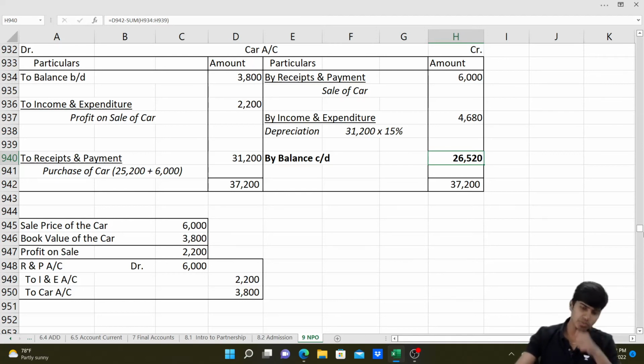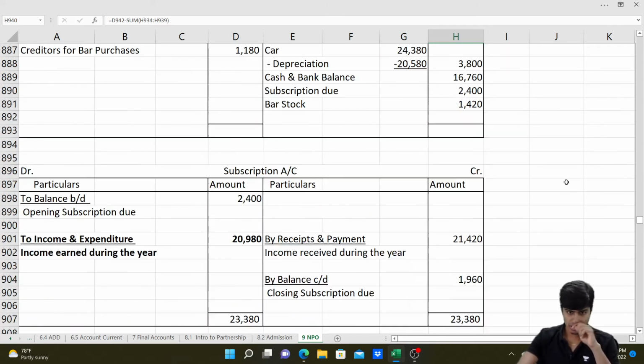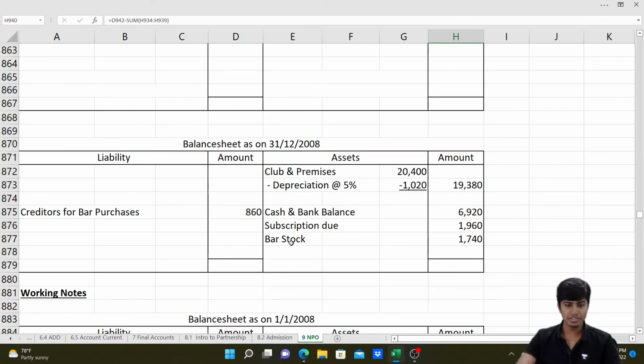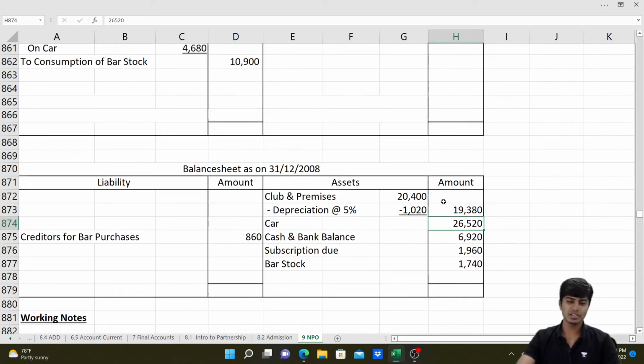So let us now write this 26,520 in our closing balance. In our closing balance sheet, let me write here, car 26,520. That's it. All ledgers are closed.